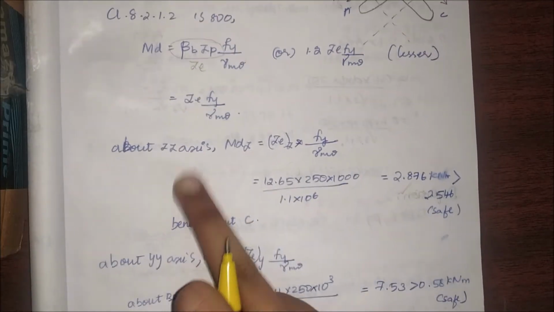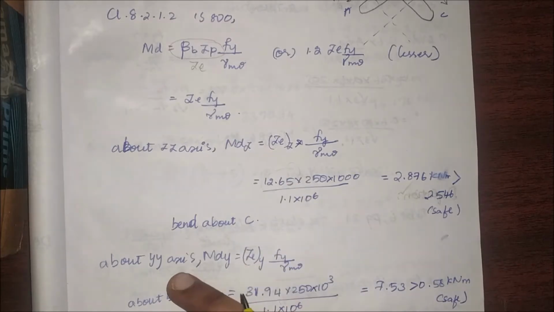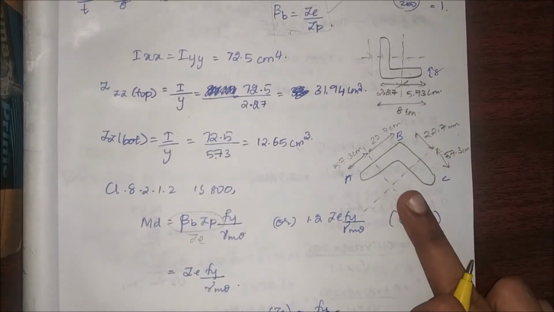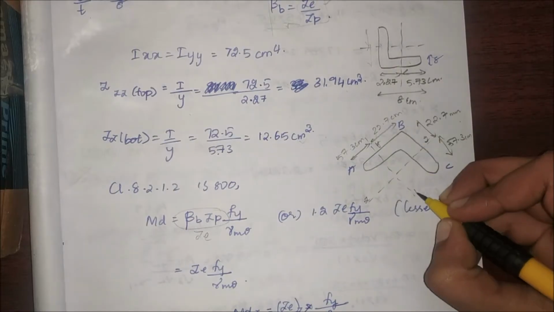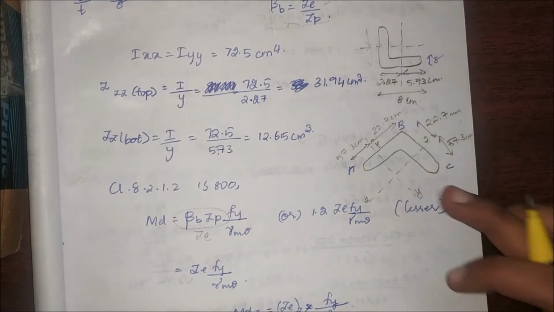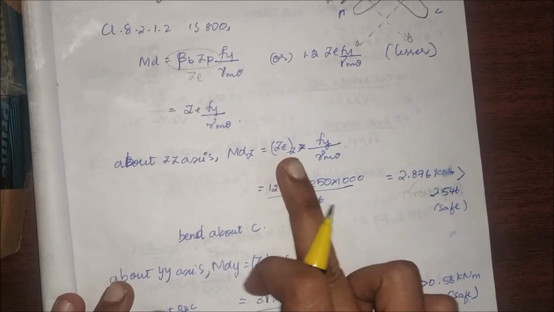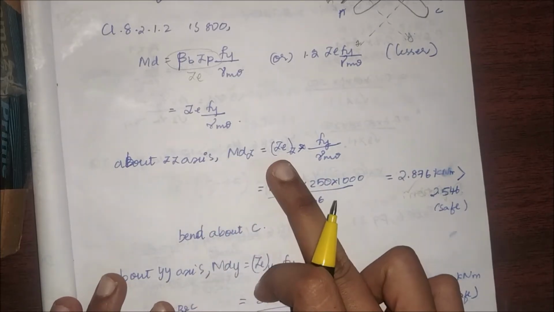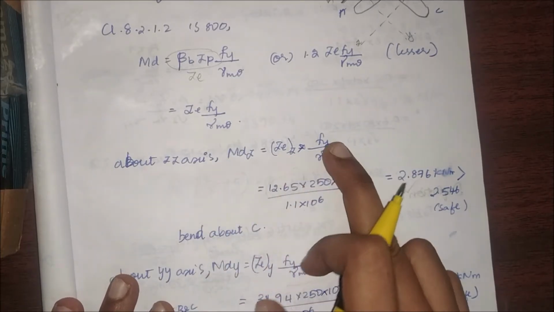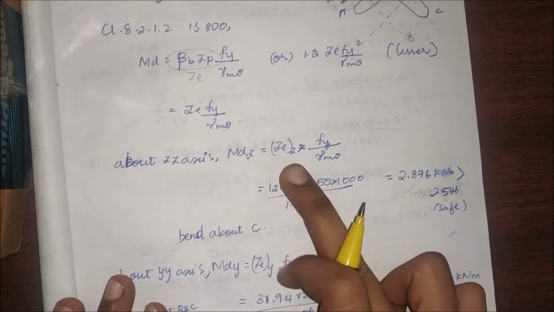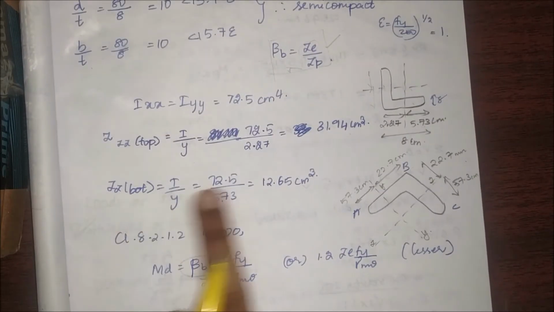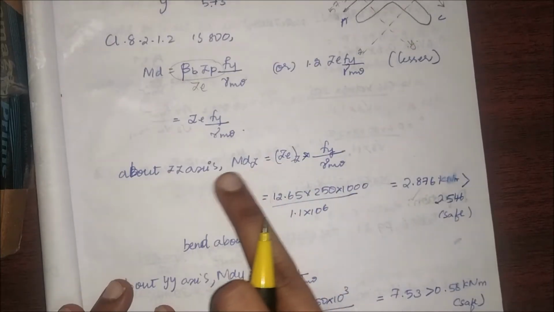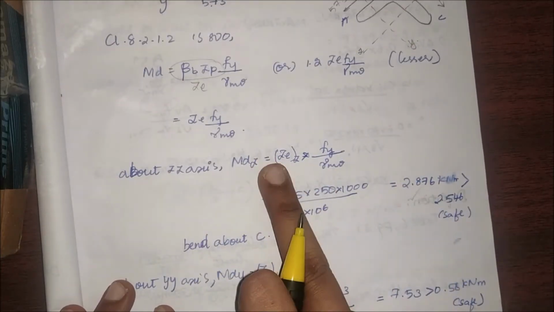Now coming to the moment about z axis and y axis. We have placed our purlin in this direction. This is my zz axis, this is my yy axis. Therefore, you have to find moment in both the directions. So along z axis, I am going to use the section modulus into Fy divided by gamma m naught. The section modulus that I am going to use here is the bottom section modulus, which is 12.65, and on doing so I will get MdZ.